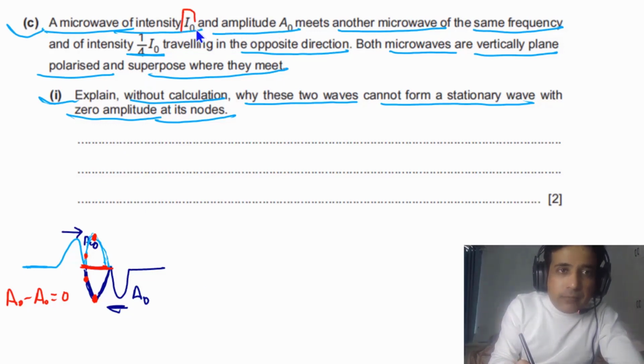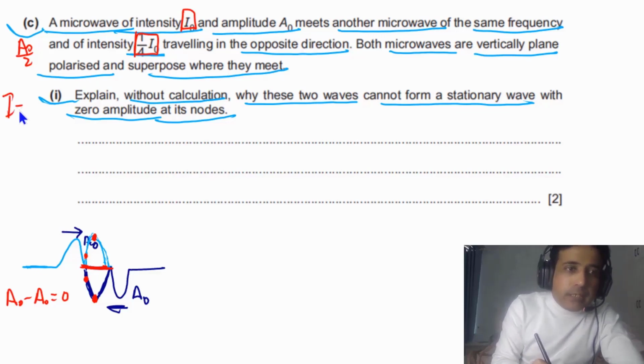Actually, the amplitude of this wave will be equal to A naught by 2 because its intensity is 1 by 4 I naught, and intensity is equal to K times A square. So if this one is I naught by 4, this has to be A naught by 2. So in this case, we have one wave.